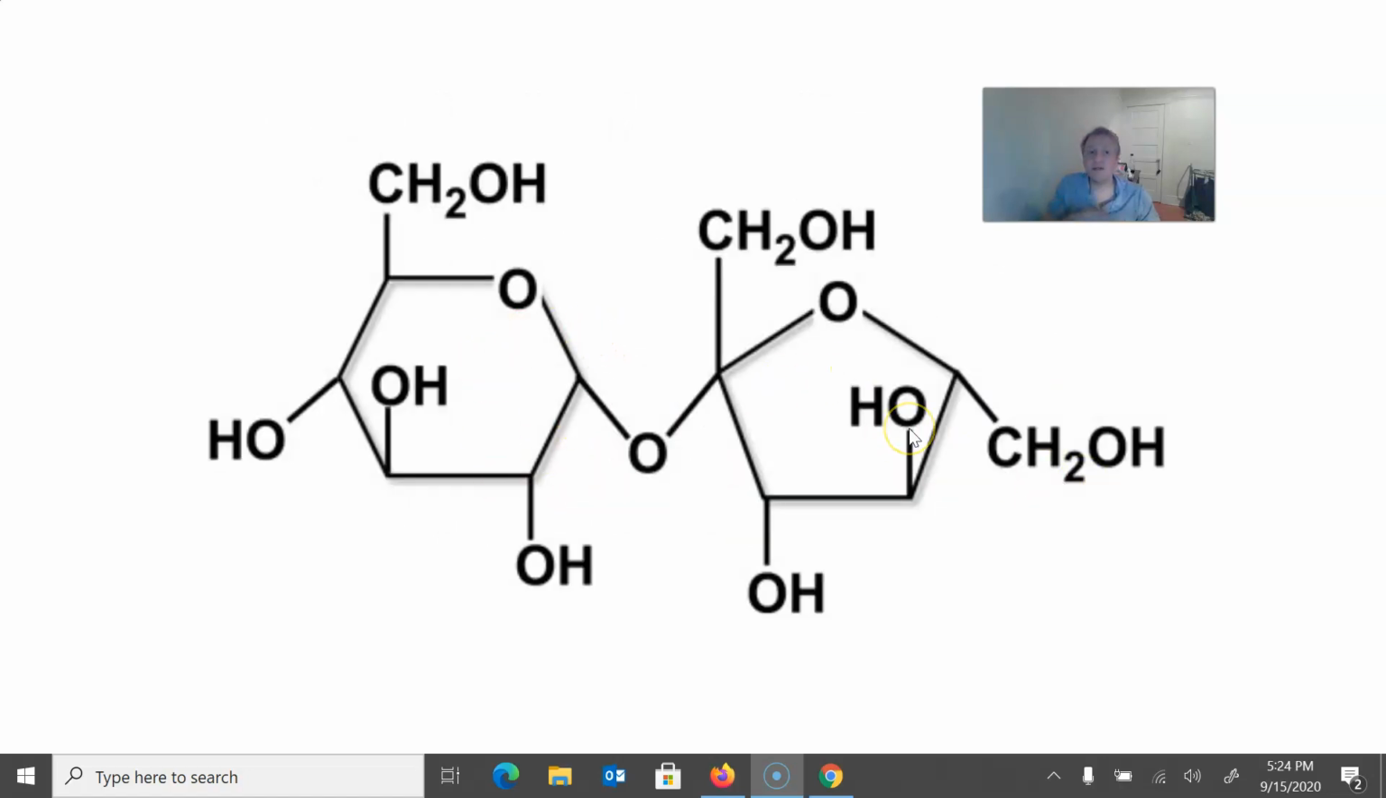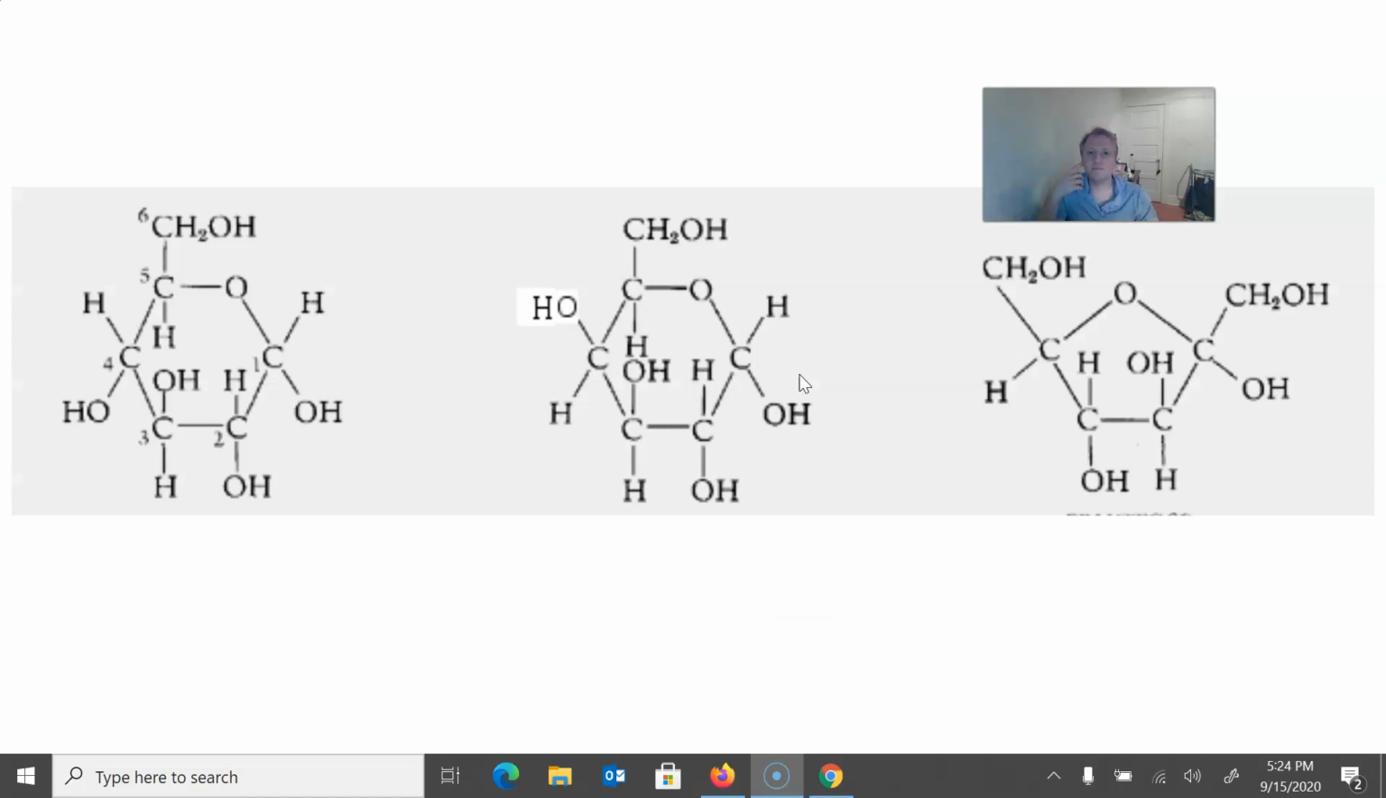So I see 2 rings here. There's actually carbons hiding in here. Everywhere where you see one of these junctions, there is a carbon. But I see a ring. When you see a ring, you should think carbohydrate. So this is a carbohydrate. Okay, same thing here. I see 3 rings. I see 3 different carbohydrates.